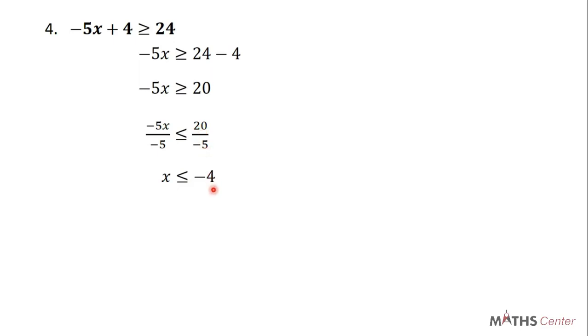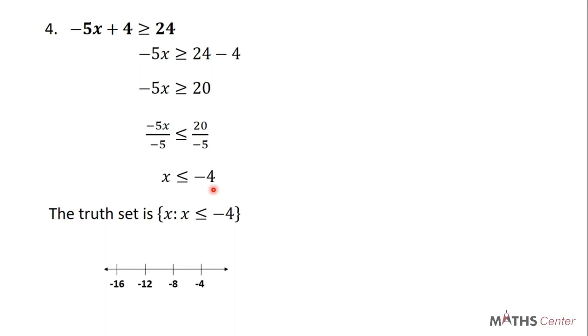The question said we should write the truth set. So the truth set will give us x is such that x is less than or equal to -4. It also said we should illustrate our answer on a number line. So you draw a simple number line. So I'm beginning from -16, -12, -8, -4. You just draw a simple number line, but make sure that your answer is in the number line.